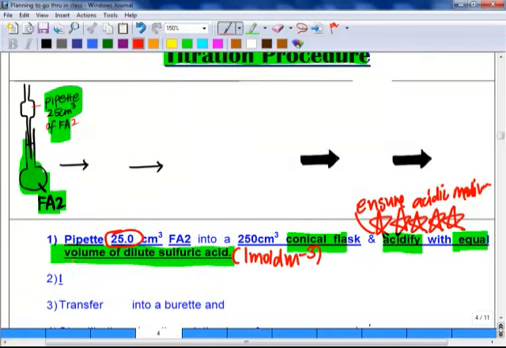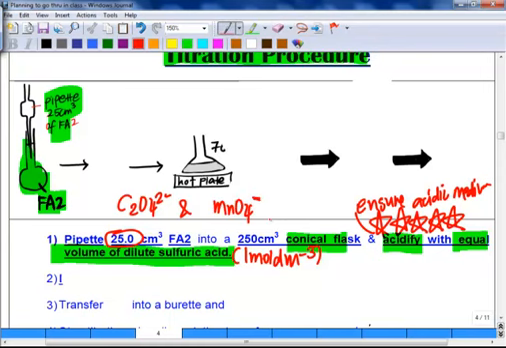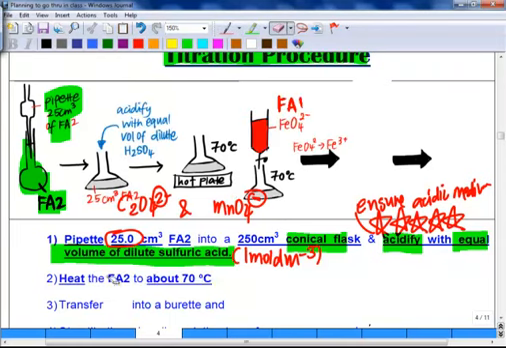Okay, class, this next part, take note. You have C2O4 2 minus and KMnO4. The ions are the same charge, so they will repel. If they repel, the reaction will be slow. So that means you need to heat up the solution. Heat the solution on a hot plate to about 70.